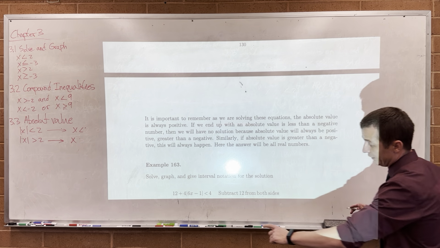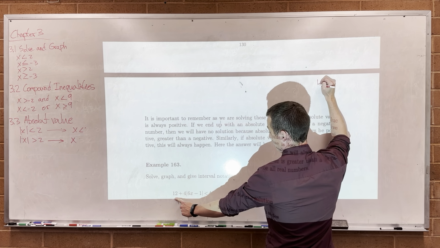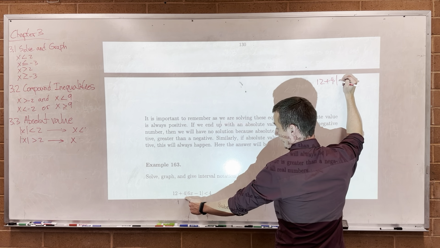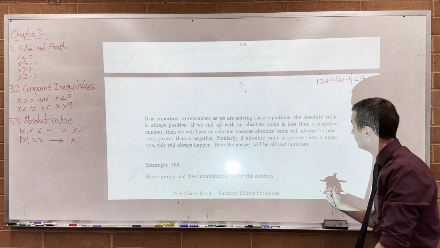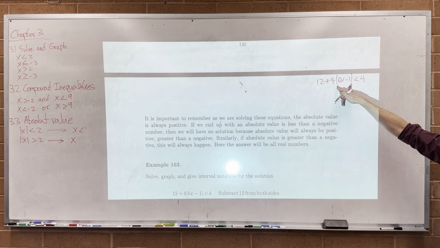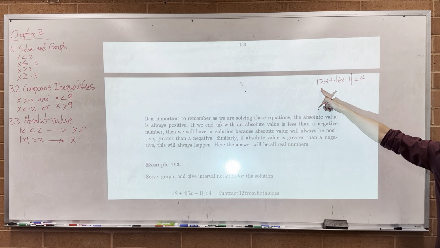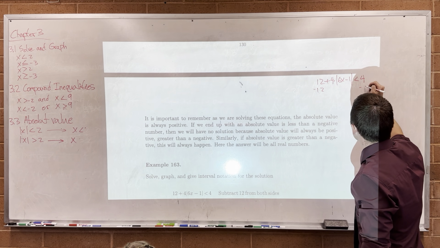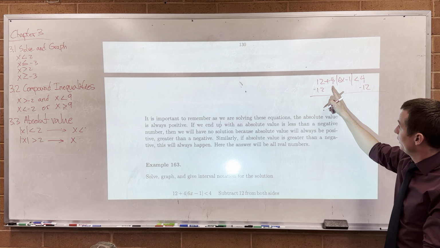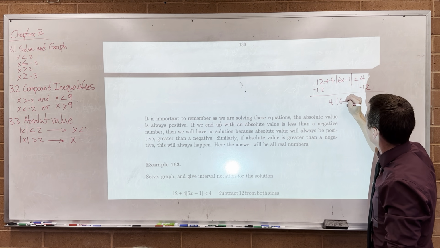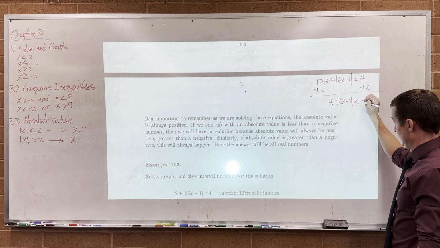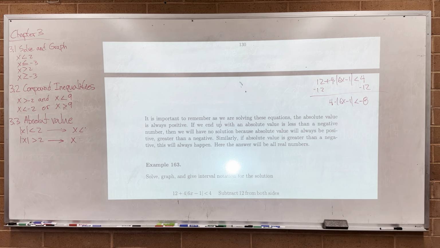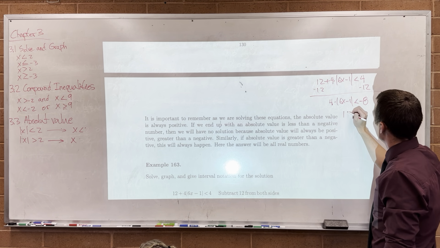Okay. So let's try this one out. Here we have 12 plus 4 times the absolute value of 6x minus 1 is less than 4. We need to get this thing by itself. That's step 1. So minus 12 from both sides. And that's going to give us 4 times the absolute value of 6x minus 1 is less than negative 8. Now we divide both sides by 4.